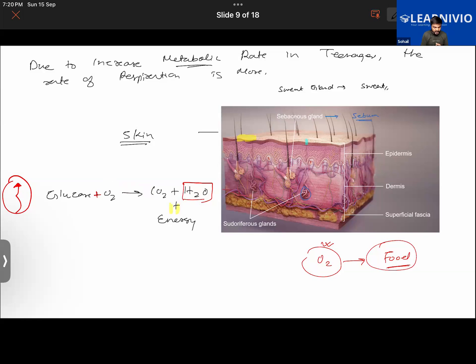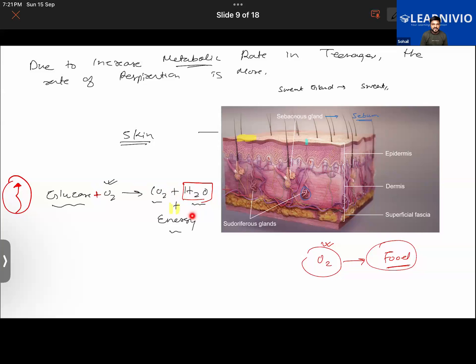Getting it? If more oxygen is available, the food will be broken down instantly, and more carbon dioxide and water and energy will be released. And as a result of that, we feel hungry also. That is another thing. But the main thing is that more water is being released here. And what is this? Isn't this a chemical reaction? Isn't this a chemical process here?